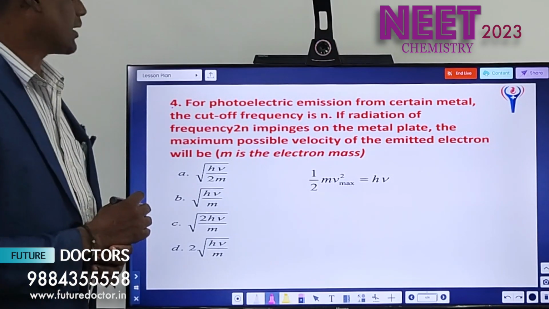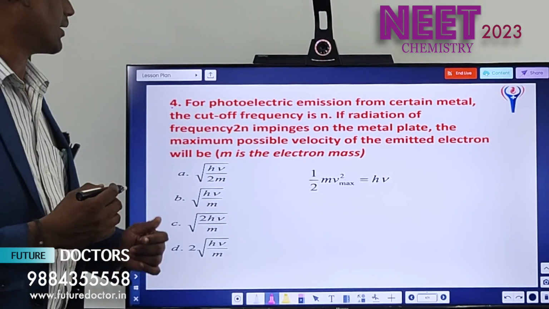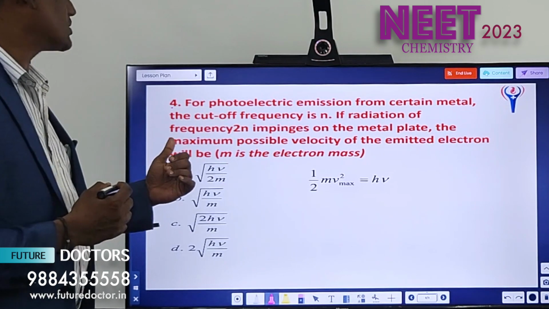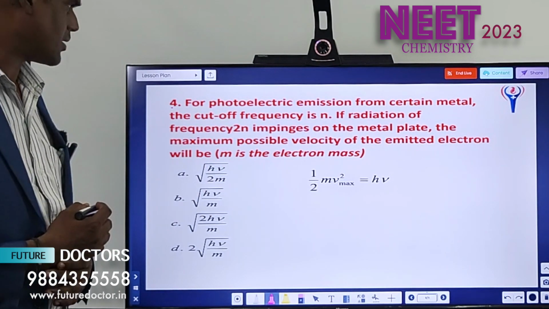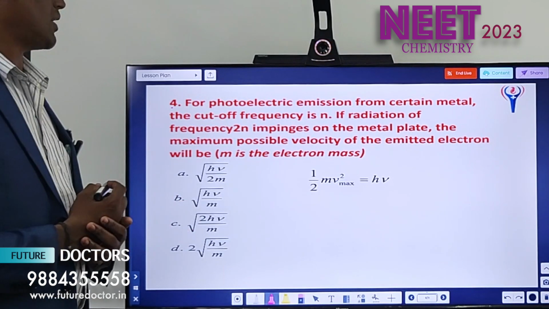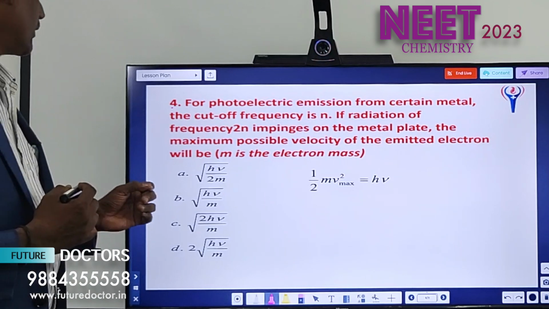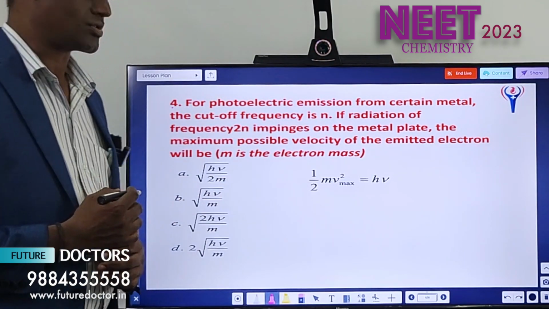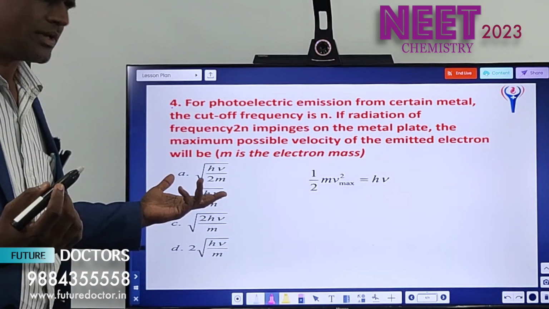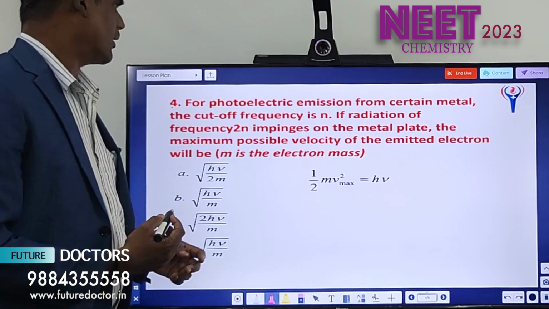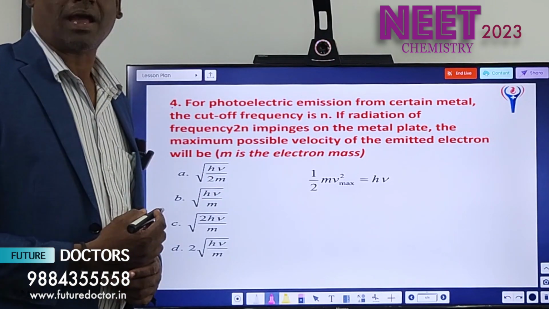For photoelectric emission from a certain metal, the cutoff frequency is nu. If radiation of frequency 2 nu, 2 times of nu, impinges on the metal plate, the maximum possible velocity of the emitted electron will be dash. Given here, m is the mass of the electron, h is Planck's constant, and nu is the given frequency. What do you want to find? You want to find the maximum possible velocity, V max.